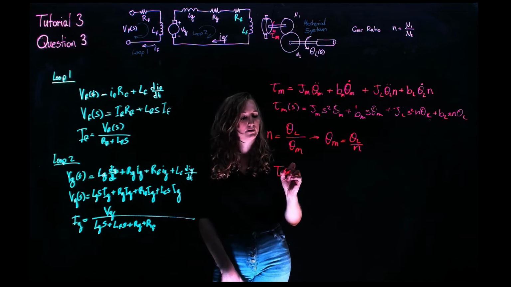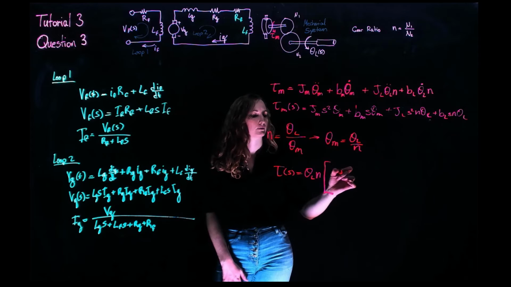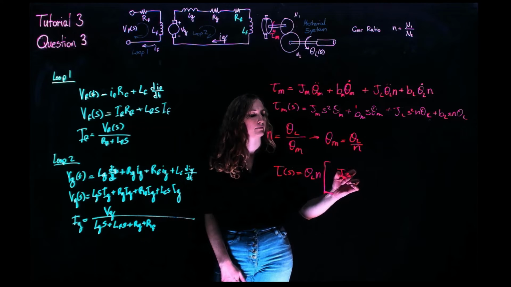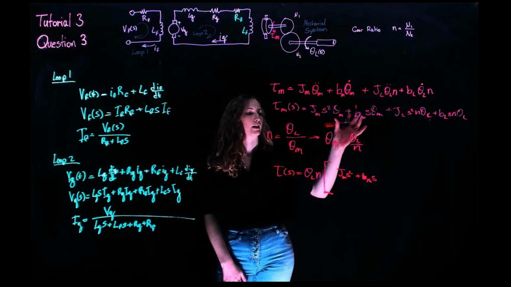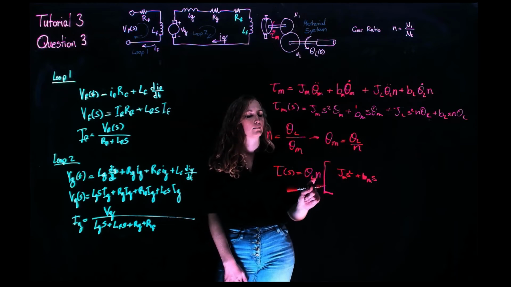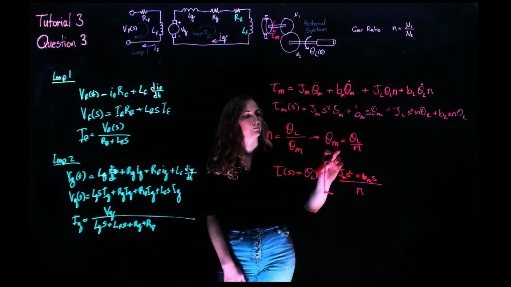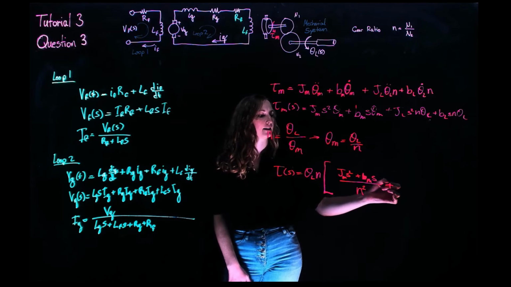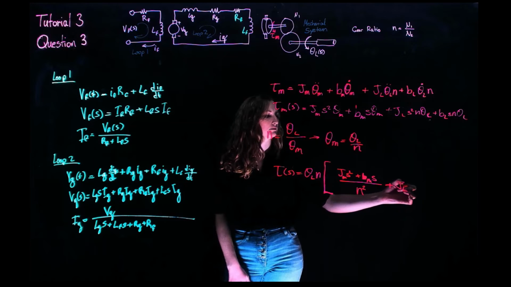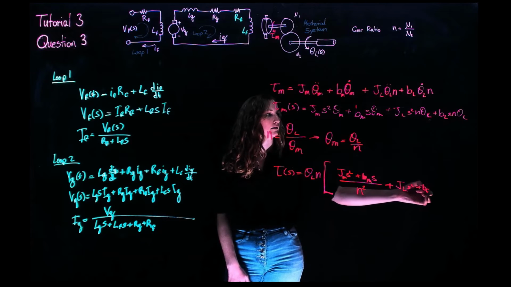So we get tau equal to theta L N times J M s squared plus B M s, right? Because our theta M's turned into theta L over N, but in order to factor out an N, we have to put this all over N. And we still have that multiplied by 1 over N, so it's going to be squared. Then we add J L s squared plus B L s.